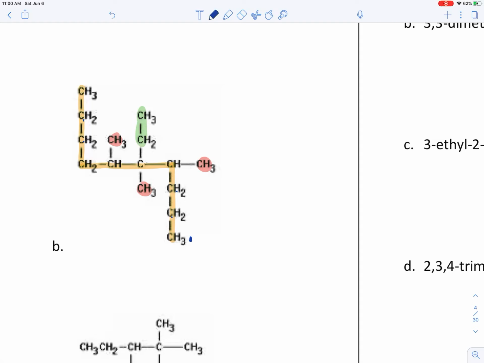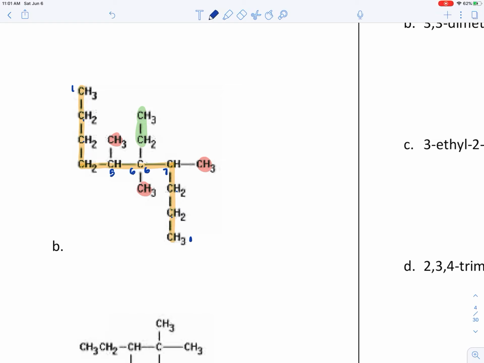In terms of numbering the parent chain, if you start from the left side with this as carbon 1, then the first branch would be on carbon 5. And then on carbon 6, you have 2 branches. You have an ethyl and a methyl, so I'll put two 6s. And then carbon 7 also has a branch.